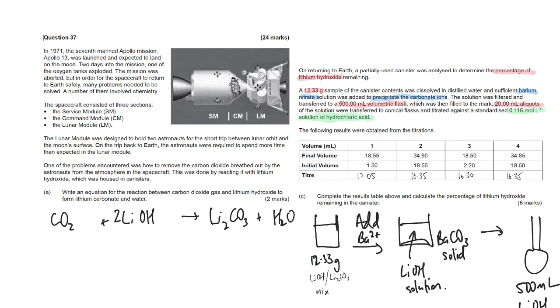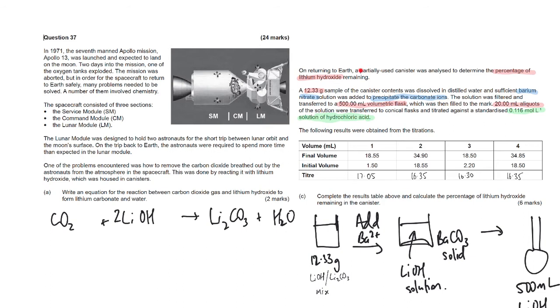One of the problems encountered was how to remove the carbon dioxide breathed out by the astronauts from the atmosphere in the spacecraft. This was done by reacting it with lithium hydroxide, which was housed in canisters. So we're getting rid of carbon dioxide by reacting with lithium hydroxide. So what's the equation? Here it is. Just a reminder that you really need to know your ionic formulas so you can answer these questions and not have to worry about being unable to balance it. Anyway, here starts the titration.